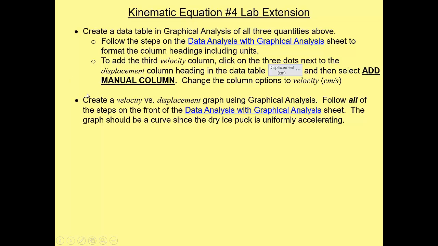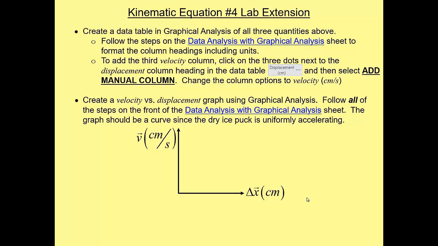Now, this is the way I want it set up. It's kind of hard to tell what's independent and what's dependent, since we're doing a lab extension. I would like you to put the velocity on the vertical axis in centimeters per second and the displacement in centimeters on the horizontal axis. So go get your graph set up with the right axes. Pause, come back.